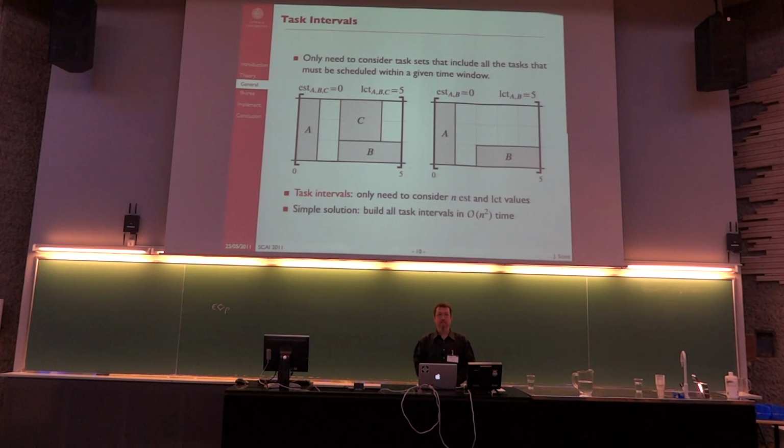So we define what's called task intervals. These are sets of tasks which are bounded by the earliest start time of one task on the bottom and the last completion time of a second task on the top, and include all of the tasks in between. And an elastic relaxation algorithm, like edge finding, only needs to consider task intervals. It can ignore all of the other subsets. And since we've only got two bounds then to consider, we've reduced it to n squared sets of tasks that we need to look at. And that's the source of the n squared term in the complexity.